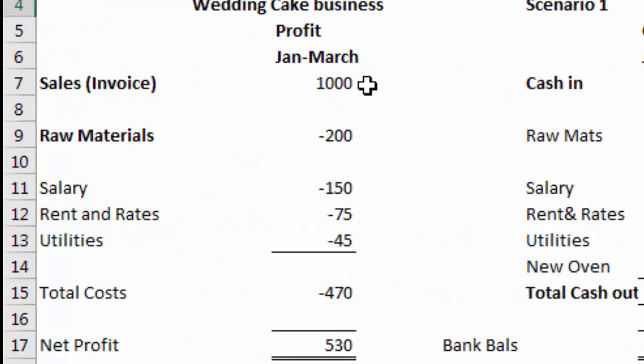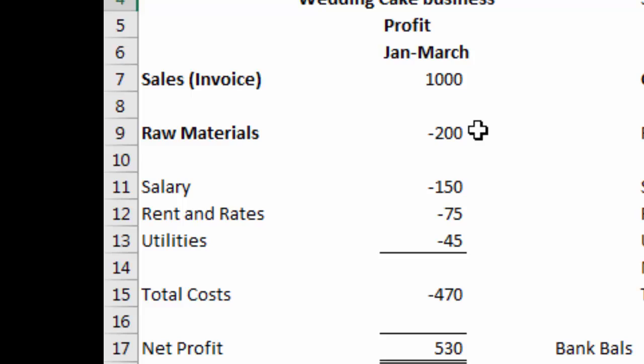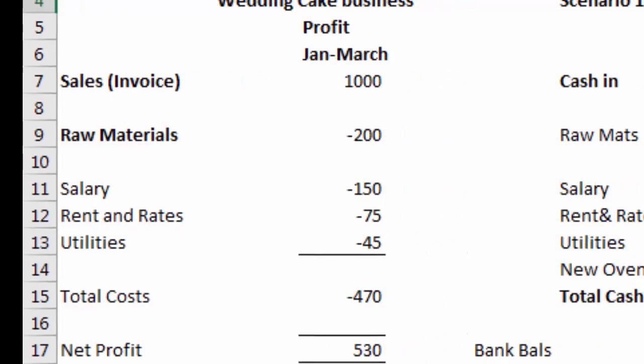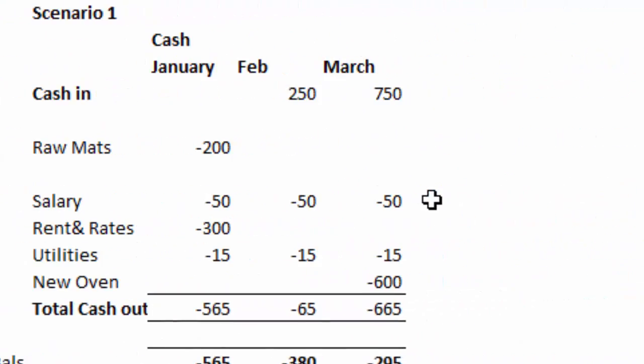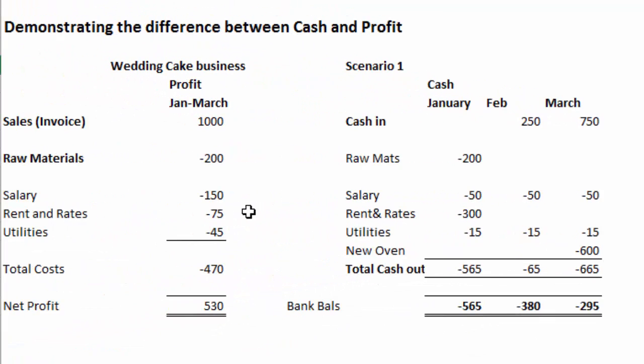But notice here, there is no timing shown. It's simply matched against the sales invoiced. For her salary, that's very similar, that's £150. But look, here's another difference. Although we've charged in terms of costs, rent and rates at £25 a month, in reality, she has to pay her rent and rates up front for her premises, and that works out at £300 that she has to pay, which is the full year's amount on the 1st of January. The utilities go out as a monthly amount, so that's fine.